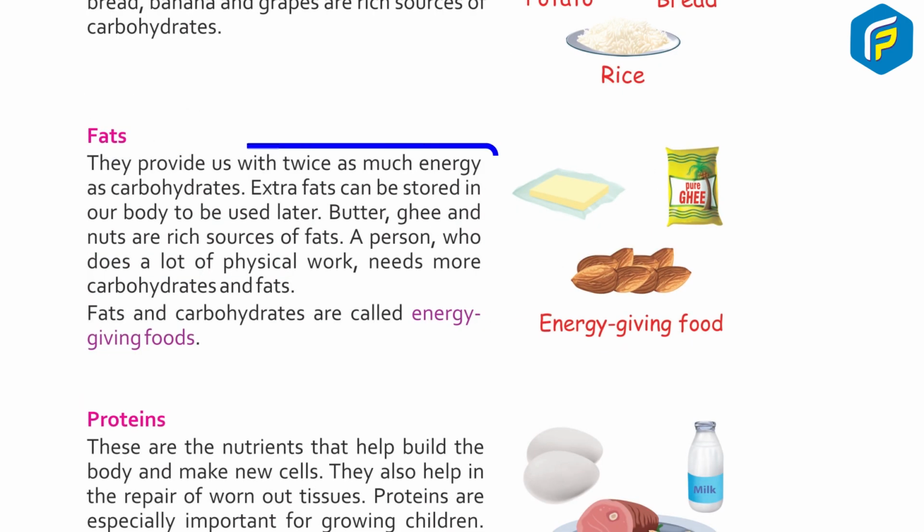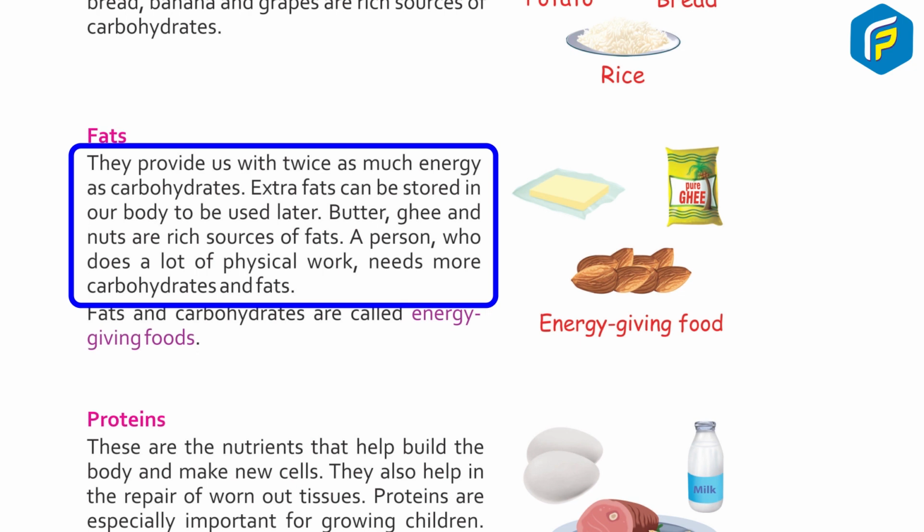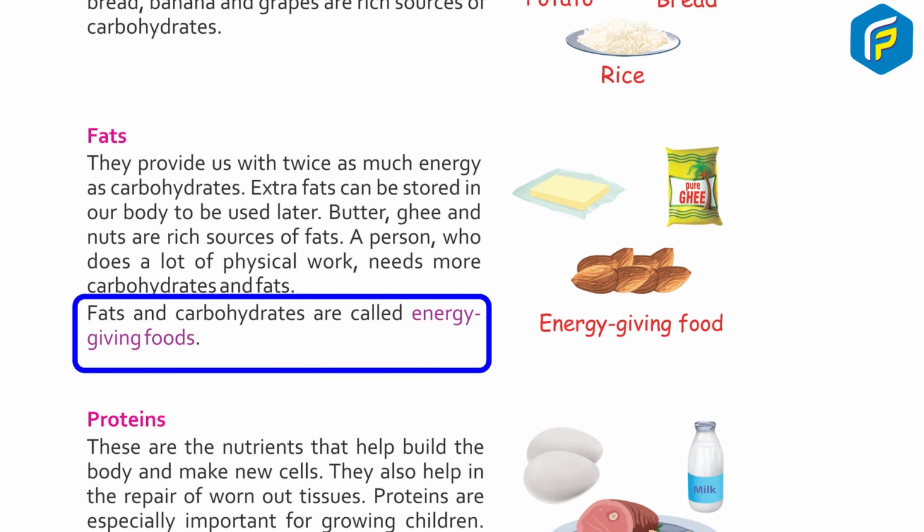Fats. They provide us with twice as much energy as carbohydrates. Extra fats can be stored in our bodies to be used later. Butter, ghee and nuts are rich sources of fats. A person who does a lot of physical work needs more carbohydrates and fats. Fats and carbohydrates are called energy-giving foods.